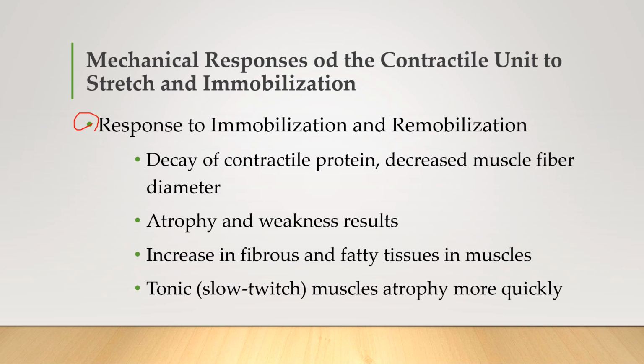All right, so continuing on with these mechanical responses of the contractile unit, let me write a little F right there, sorry. But the response to immobilization and remobilization, initially when we are immobilizing certain structures, there's a decay of these contractile proteins and a decrease in muscle fiber diameter. So that's going to lead to significant weakness, again, decreased strength and tensile strength and stiffness. There's going to be atrophy and weakness of those muscle groups. And there is a chance that there's an increase in fibrous and fatty tissue in the muscles.